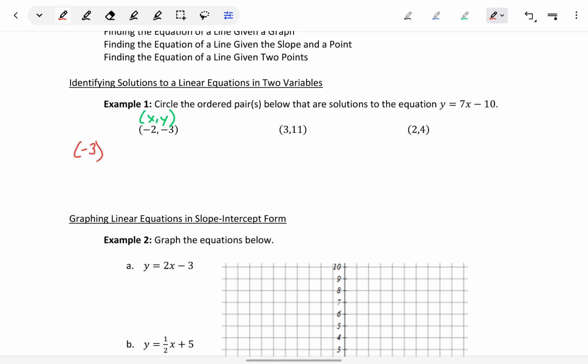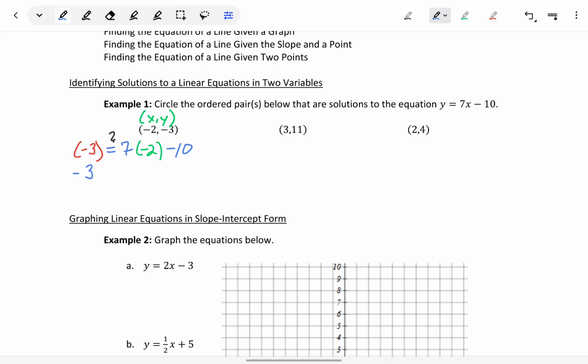We'll plug in -3 for y. So we'll be setting that equal to 7 times our x value, which is -2, minus 10. And we'll put a question mark over that equal sign because right now it's a question. Are both sides of this equation equal to one another?